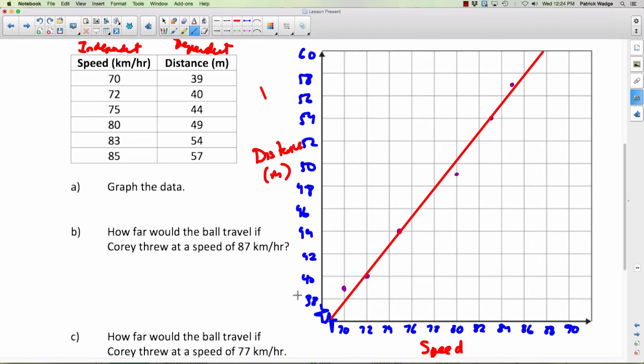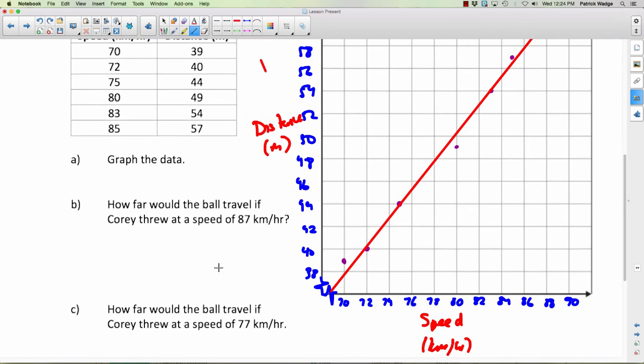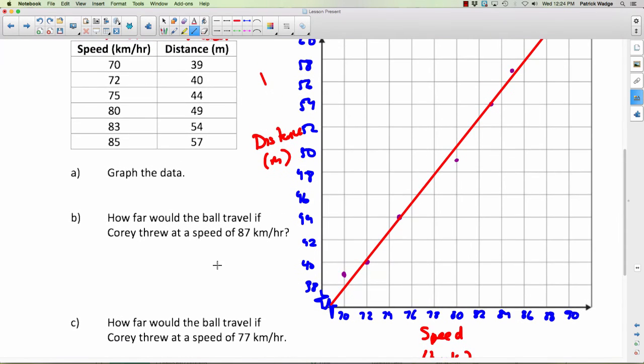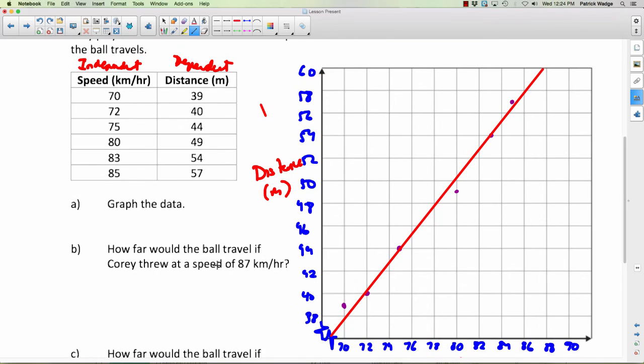All right, how far would the ball travel if Corey threw it at a speed of 87 kilometers an hour? So 87 is right here. In order to do this, we want to go straight up from there. I'm actually going to use straight lines here to do it correctly. Straight up from there, and then we need to go over from that point.